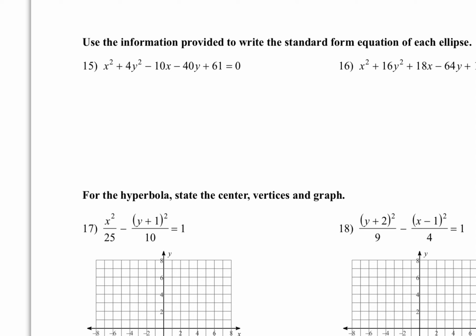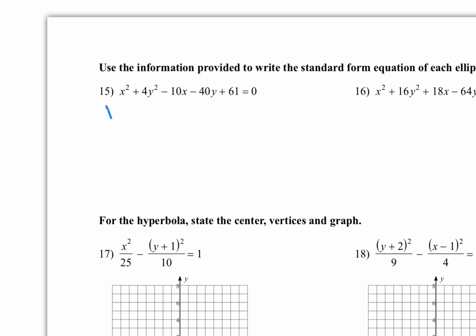We've got x squared plus 4y squared minus 10x minus 40y plus 61. So we're going to put the x's together. So x squared minus 10x. Complete that square. 5 squared is 25.